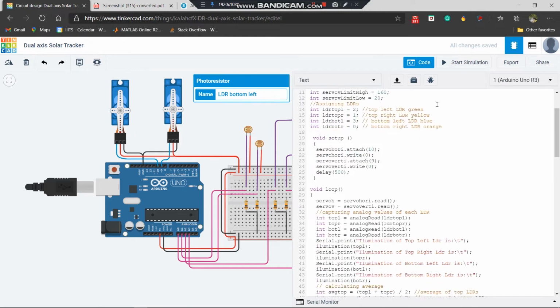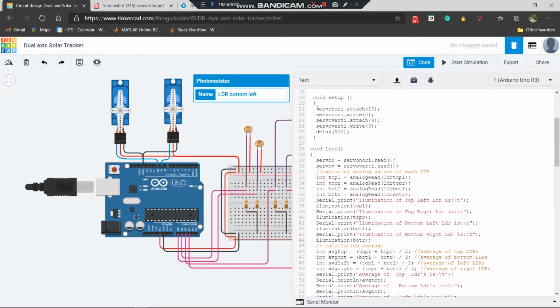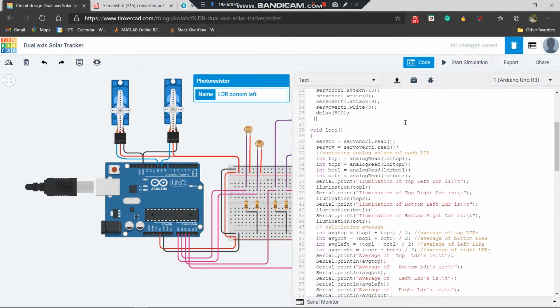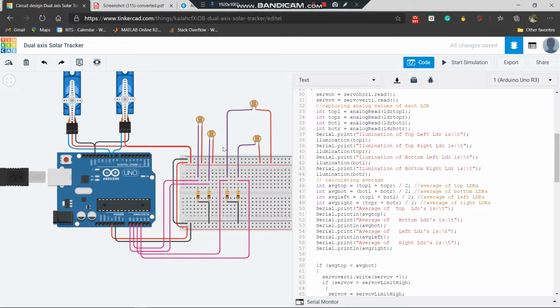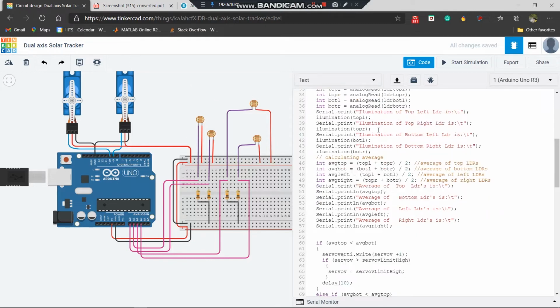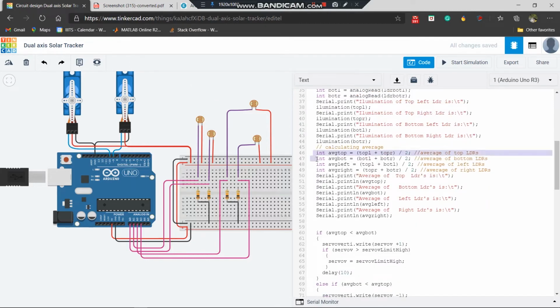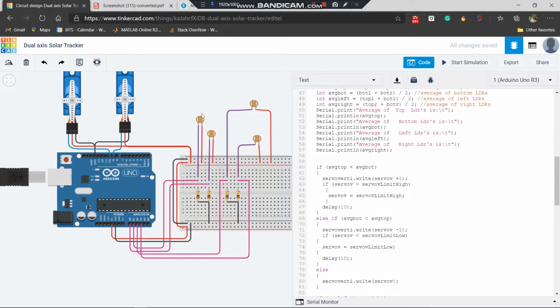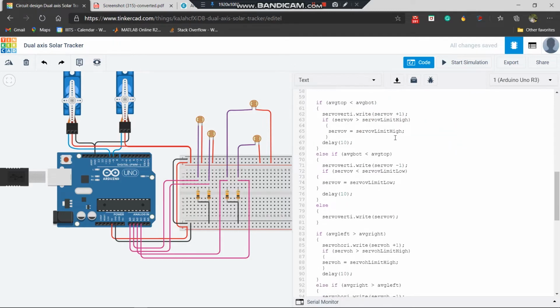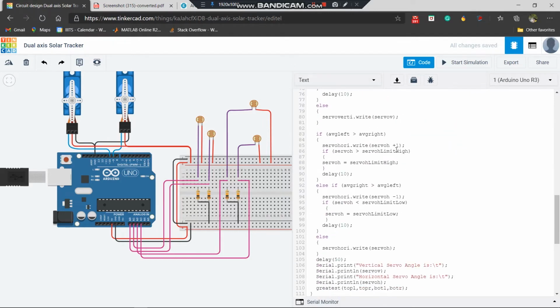Now coming into the code part, at first we'll be defining the servo motors and their initial angles and their limits. In setup part, we'll be connecting the 10th and 9th analog pins of Arduino to servo motors. In while loop part, we'll be taking the values of the LDRs and calculating their averages: average top, average bottom, average left, average right. After that, we will be calculating the servo angles for vertical axis and horizontal axis to be rotated such that it will get the maximum intensity.